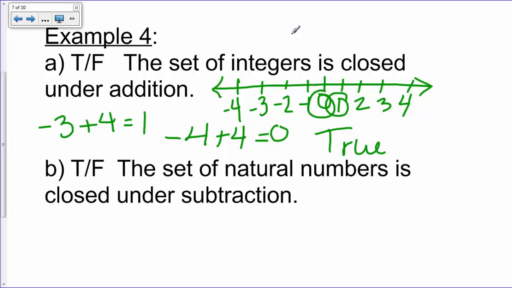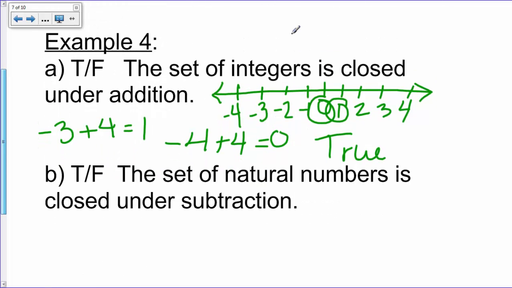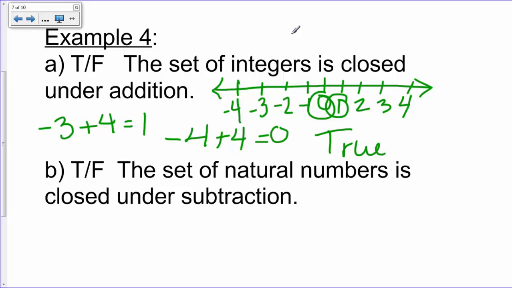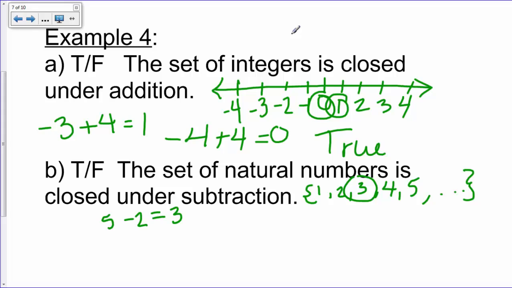The next question, true or false? The set of natural numbers is closed under subtraction. Natural numbers are our counting numbers. So our counting numbers include 1, 2, 3, 4, 5, and it keeps going, right? So I'm talking about subtraction. So let's say I take 5 minus 2. Well, 5 minus 2 is 3. 3 is a counting number, or a natural number.